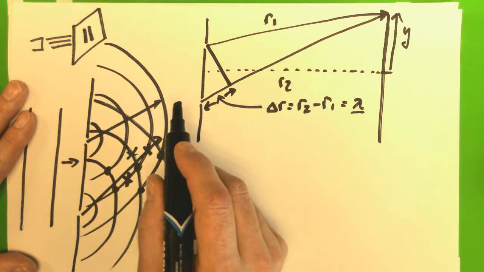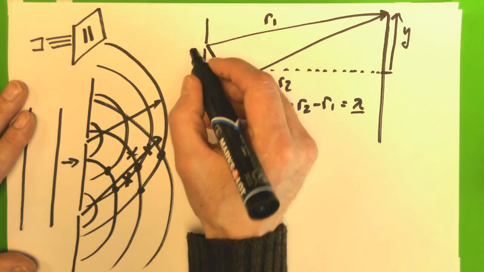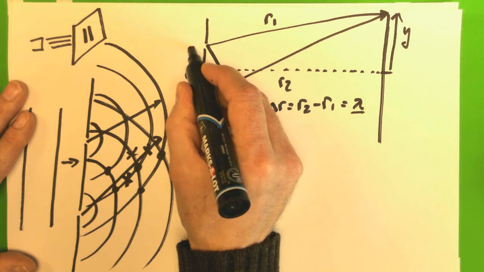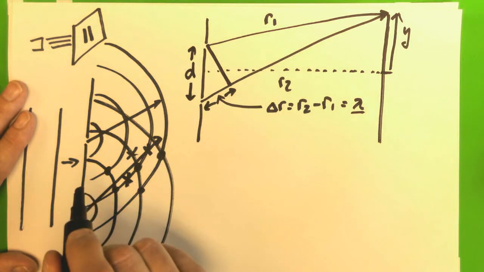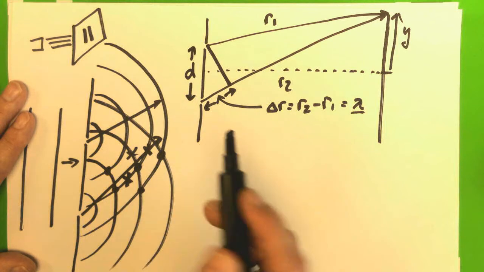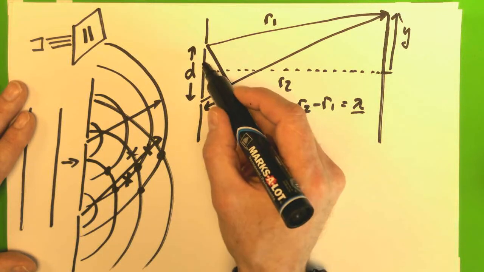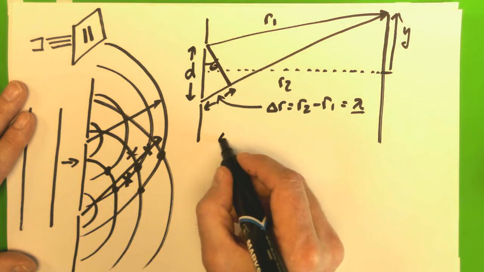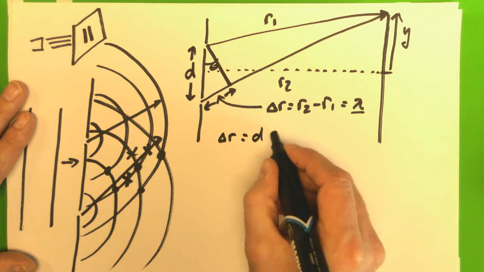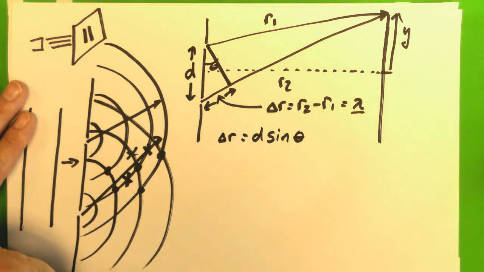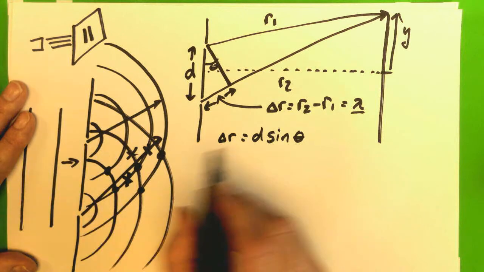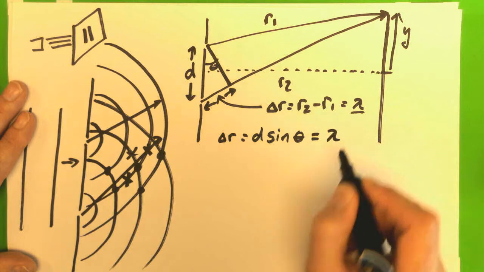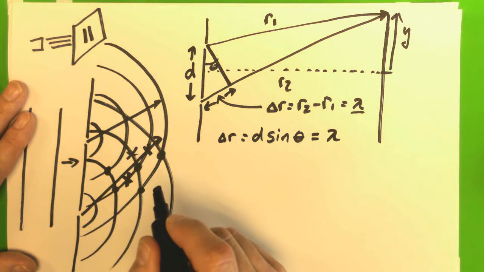Okay, so with that, we need to create a couple of triangles here. One is this triangle that we can see here. Let's say the distance between the slits is d. With that distance being d, and if we define an angle theta here, then this path length here, this delta r, is equal to d sine of theta. So that's our situation, and we want it to be constructive, so that's going to be equal to lambda, or 2 lambda, or 3 lambda.